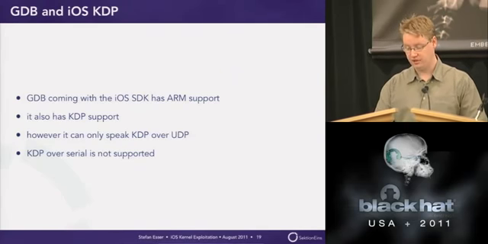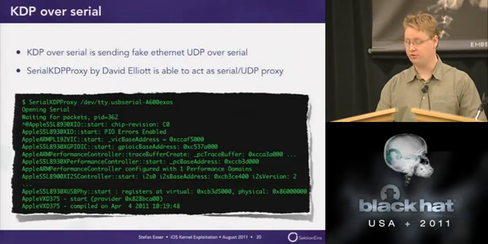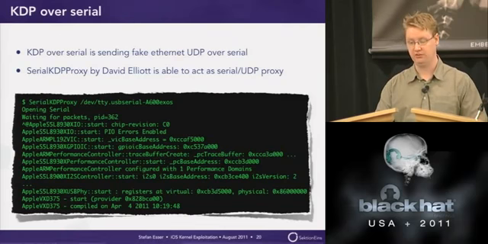But another guy had the same problem as me, but he was debugging MacBook Airs, I think. So he wrote a little proxy tool that will just speak fake UDP over serial. And you can download this. You have the slide on the CD. You just look up his name or the name of the thing, and you can download it.